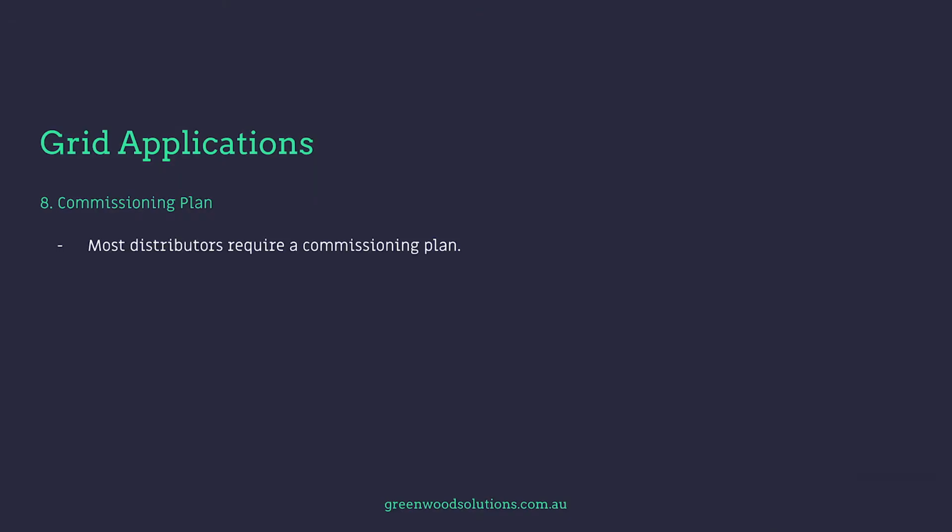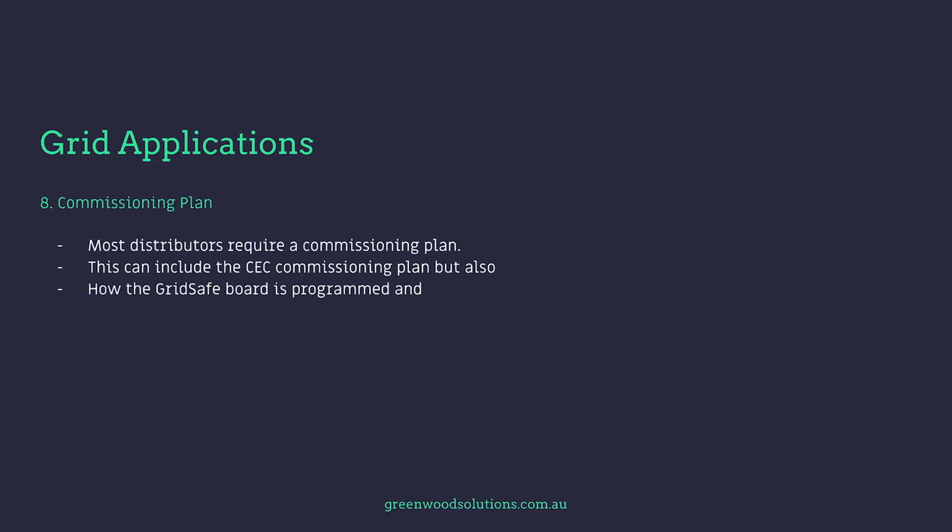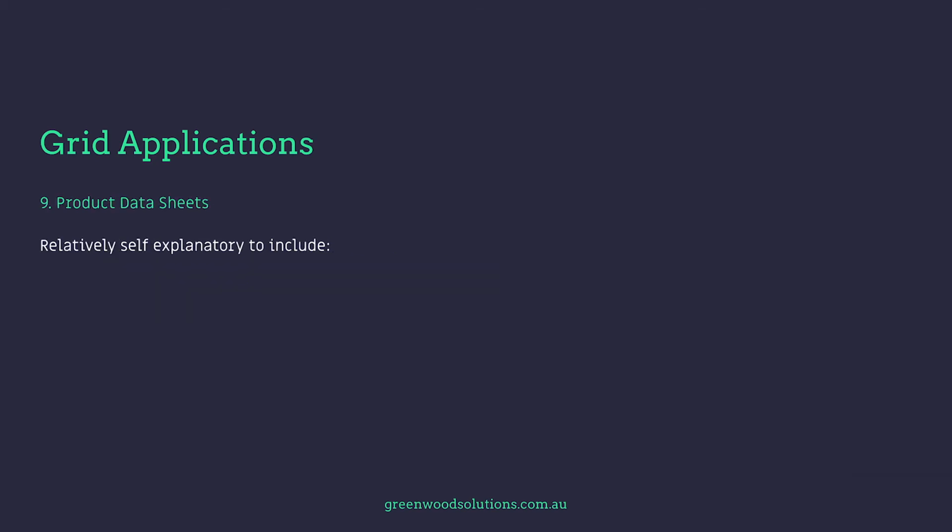Most distributors require a commissioning plan. This can include the CEC commissioning plan, but also how the GridSafe or secondary protection board is programmed and how it will be injection tested and export functionality if necessary.